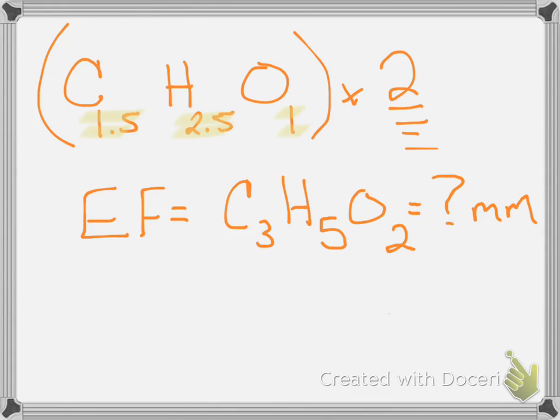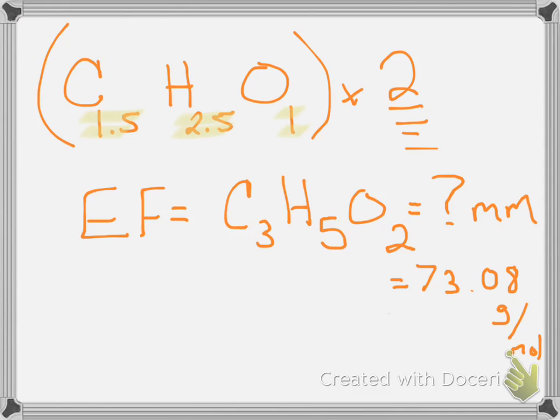Well, if I have 3 carbons, that's 12.01 times 3. And if I have 5 hydrogens, that's 5 times 1.01. And if I have 2 oxygens, that's 2 times 16. And I get a total of 73.08. So this equals 73.08 grams per mole.